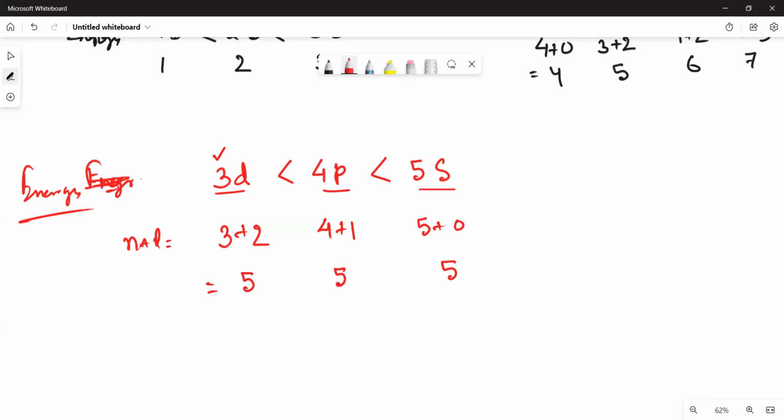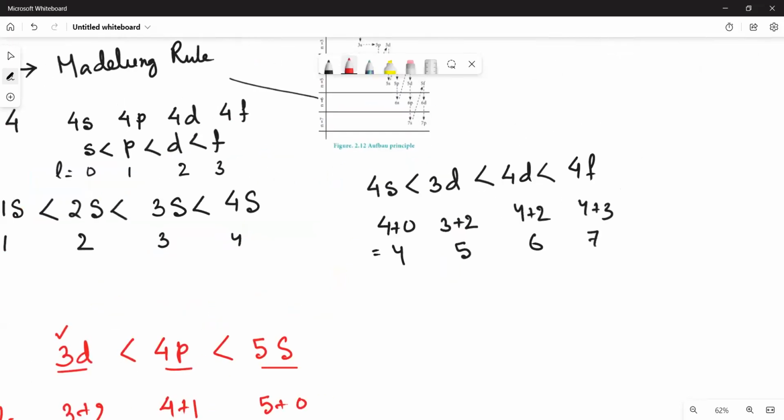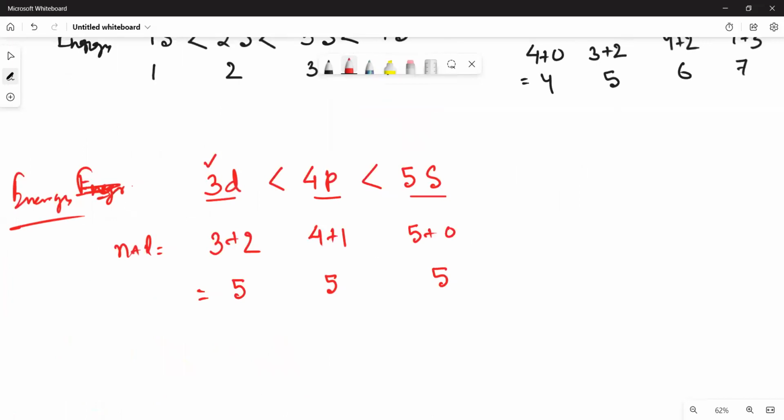So if n plus l is not the same, then no problem. We don't have to think of the principal quantum number, this 3, 4, 5. Just take the n plus l value. In this case, what we have written here, the principal quantum number 4 is the same for all, but still it is the lowest one. Because here the n plus l values are different, it is very easy to write. But where the n plus l values are not different, in that case we will think of the principal quantum number at that point.